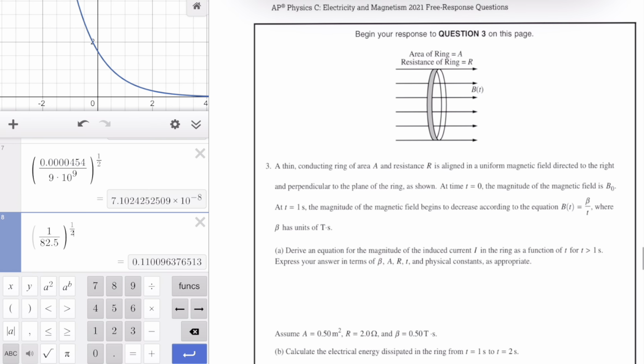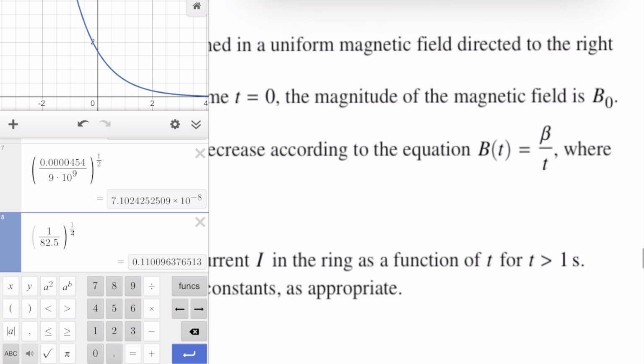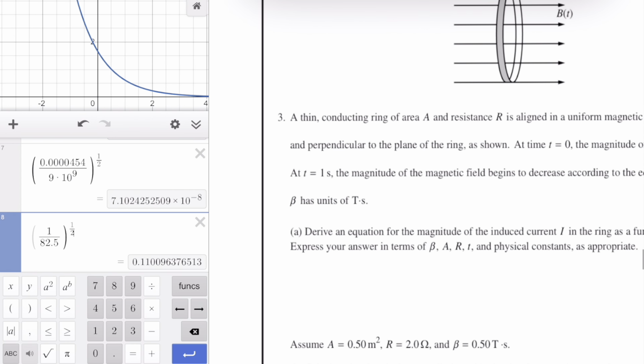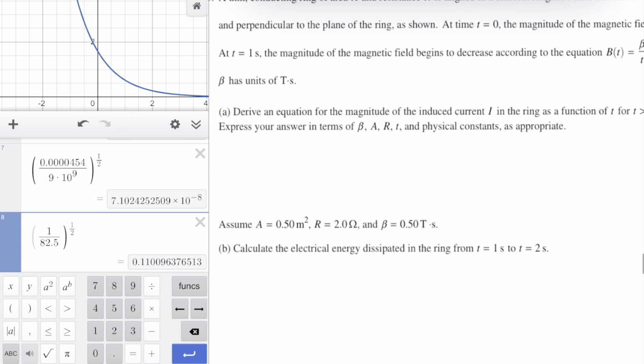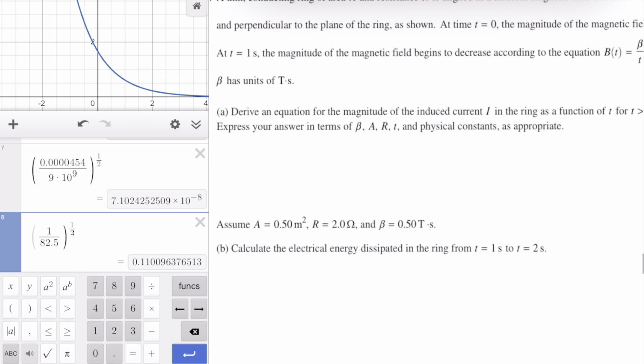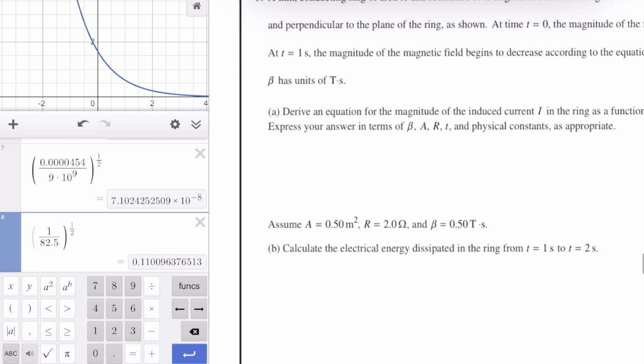A thin conducting ring of area A, resistance R, is aligned in a uniform magnetic field directed to the right and perpendicular to the plane of the ring shown. At time t equals 0, the magnitude of the magnetic field in the ring is B naught. At time t equals 1, the magnitude of the magnetic field begins to decrease according to the equation B of t equals B over t, where t has units of Tesla seconds. Derive an equation for the magnitude of the induced current as a function of time for t greater than 1 second. Express your answer in terms of these.